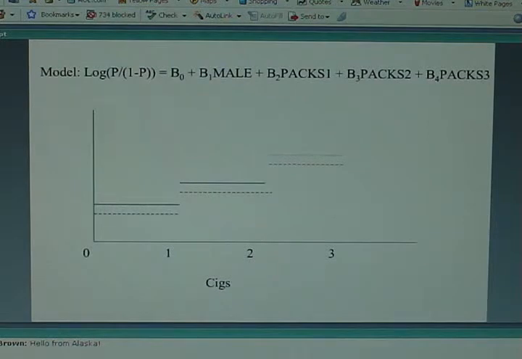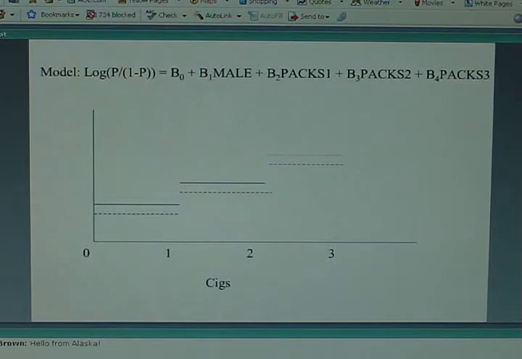So what this model assumes is that there's a conditional step function relationship, that your log odds of disease increases with the amount of smoking you do, but it increases with steps. You're at one level if you're a non-smoker, you're at another level if you're a 1-pack-a-day smoker, regardless whether you're 1 cigarette or 19 cigarettes. You're at a different level if you're a 2-pack-a-day smoker, regardless whether you're a 21 cigarette-a-day smoker or 39 cigarette-a-day smoker. You're at a different level if you're a 3-pack-a-day smoker.